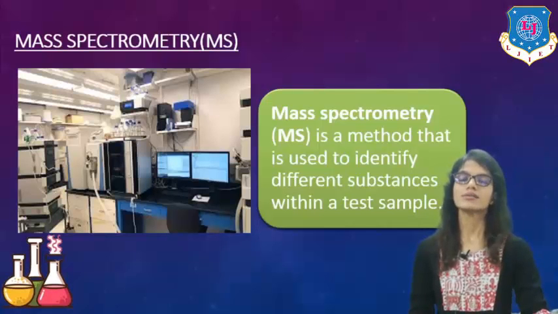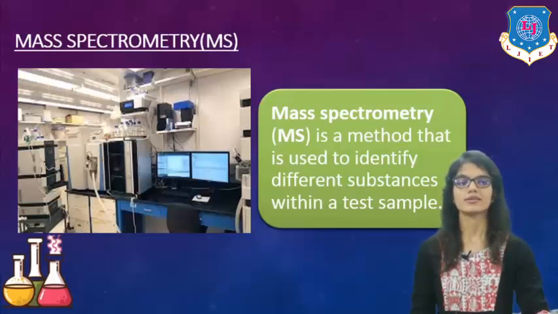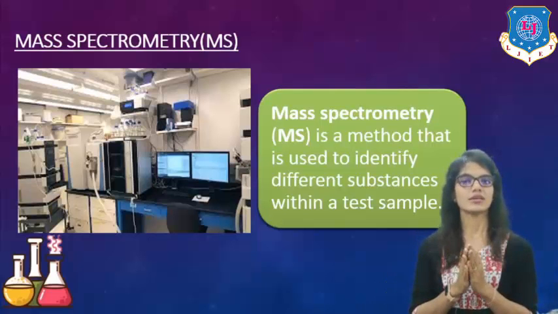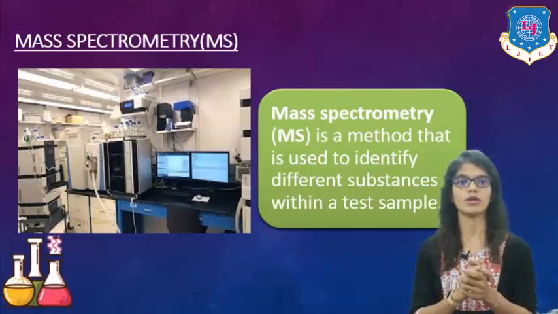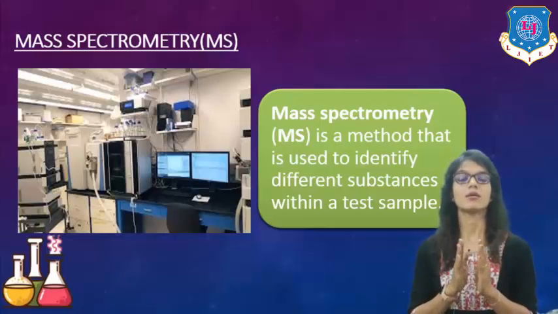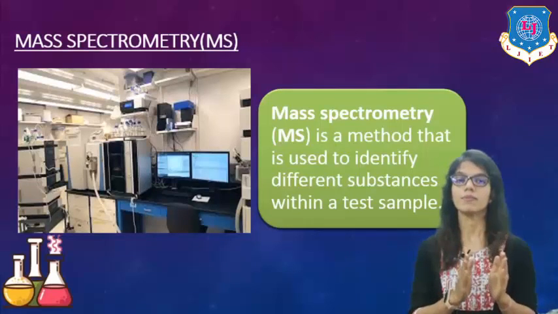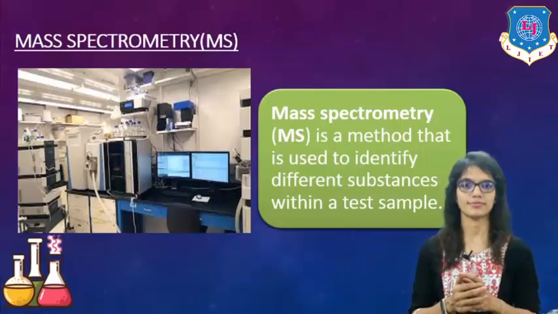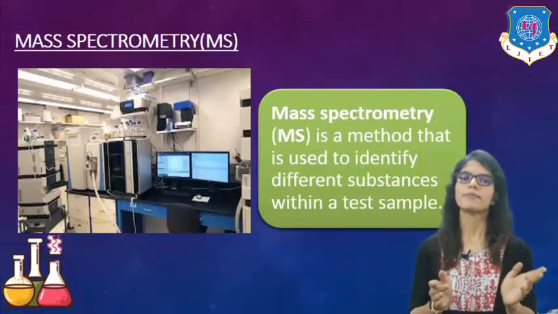So, the analysis can be of two types. Number one, which is a qualitative analysis. Number two, which is a quantitative analysis. Now, qualitative analysis gives us the identification of a compound, while quantitative analysis gives us the amount of a particular substance present in our mixture or in our sample.